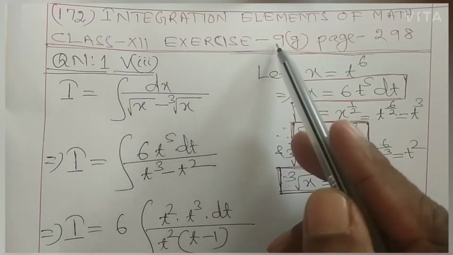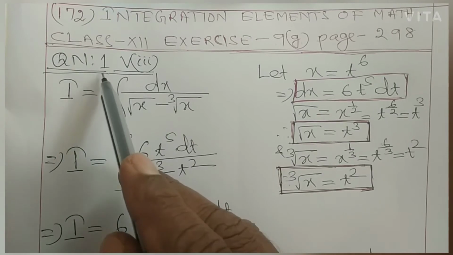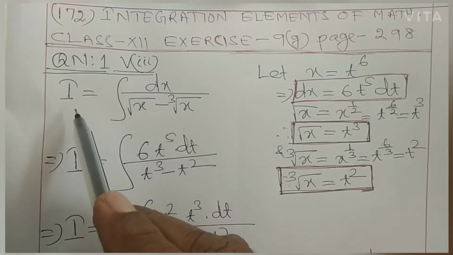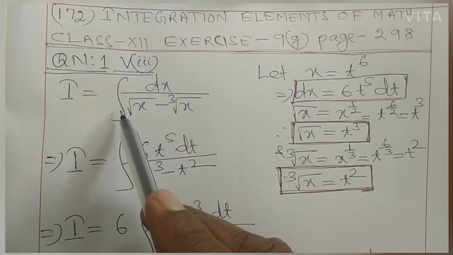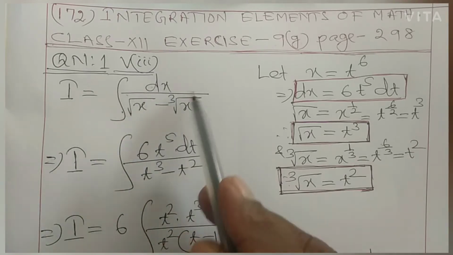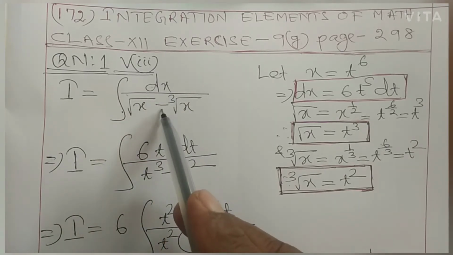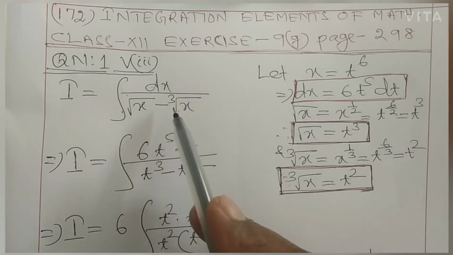In this video, we will discuss exercise 9G, question number 1, part viii. Let I be equal to the integration of dx by x^(1/2) minus x^(1/3).